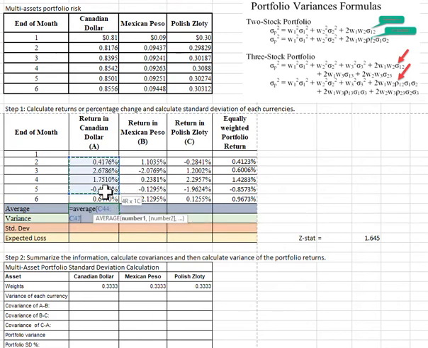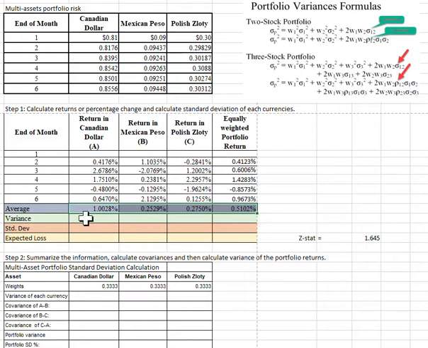Now let's calculate the average: equals AVERAGE, you select the values, and close the parentheses. So we calculate the average return on the Canadian dollar in the last 6 months. Okay, so we can drag this formula for all of these currencies, including the portfolio.